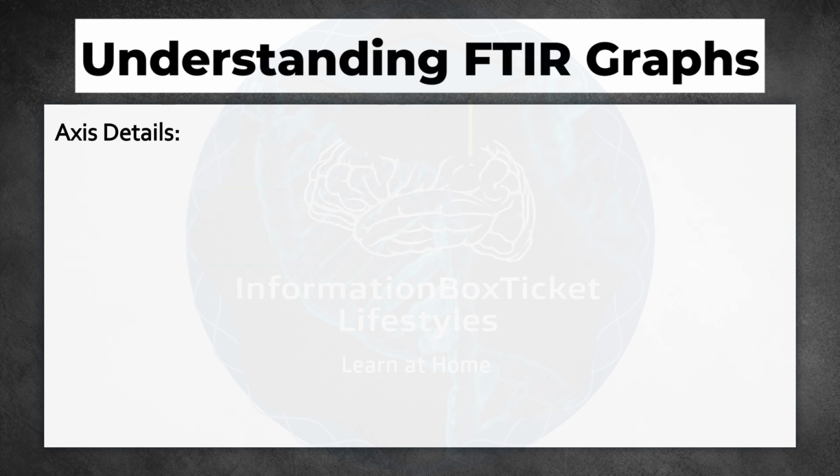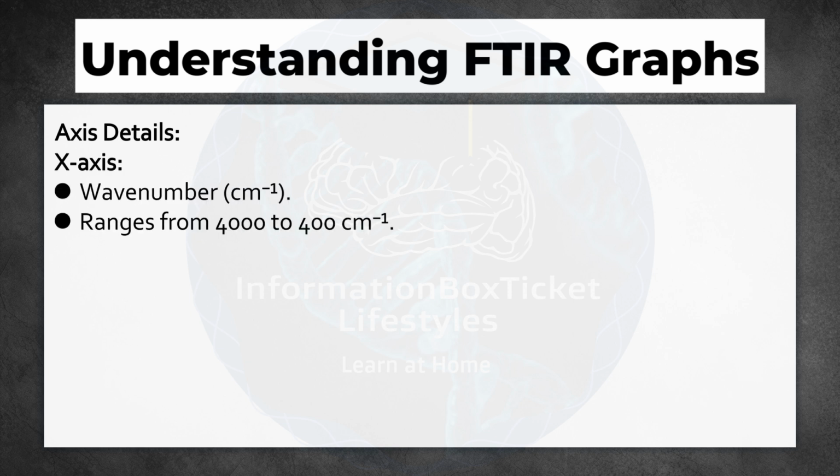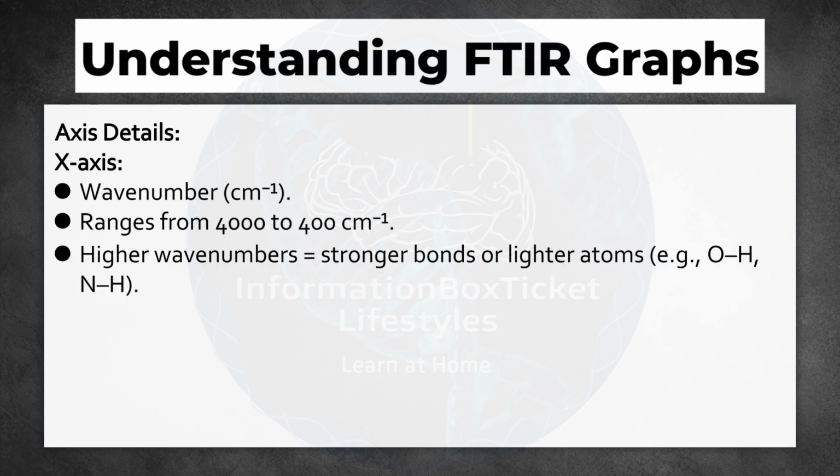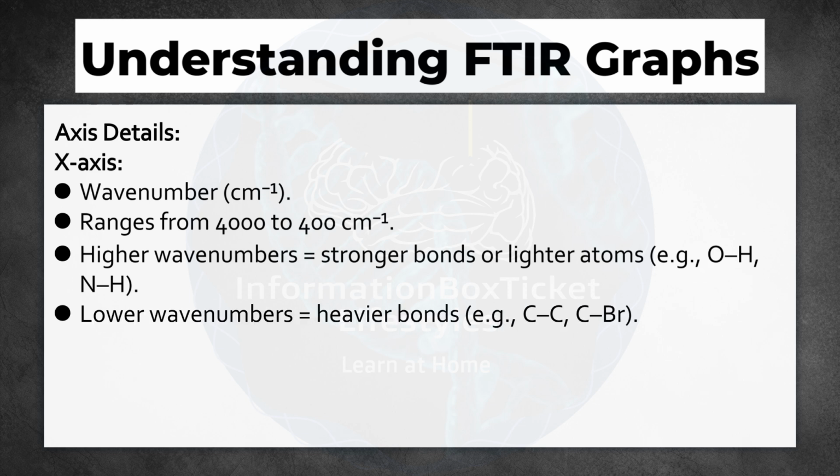Axis details. X-axis: wave number per centimeter. Ranges from 4,000 to 400 centimeters to the power of -1. Higher wave numbers equal stronger bonds or lighter atoms. Lower wave numbers equal heavier bonds.